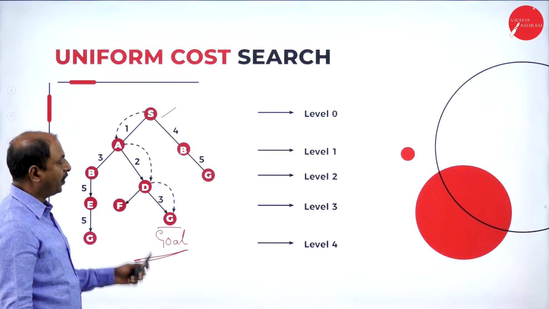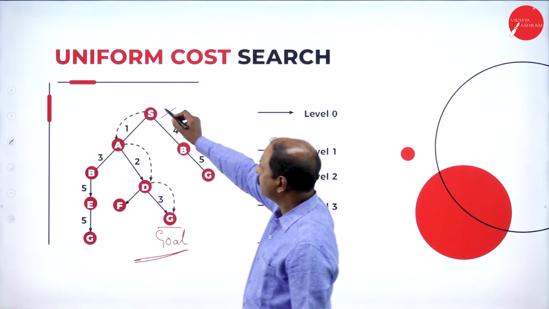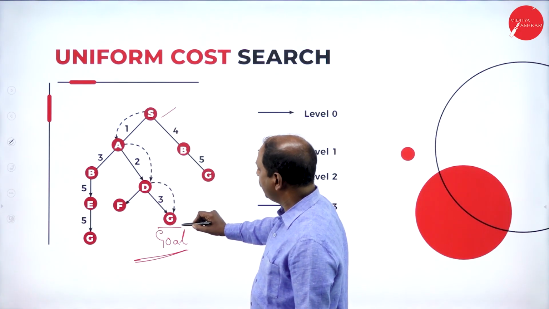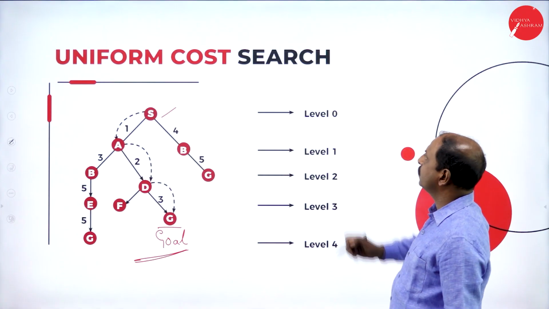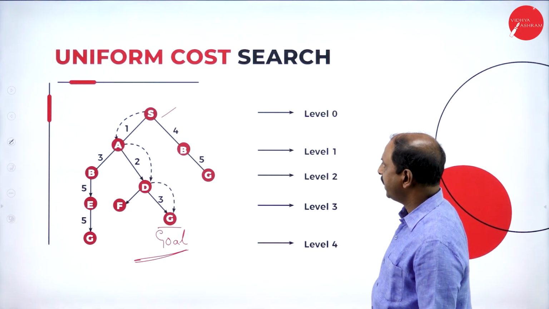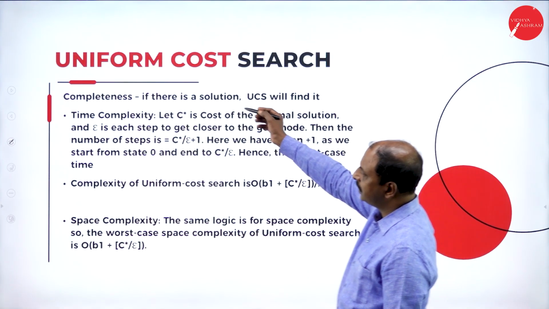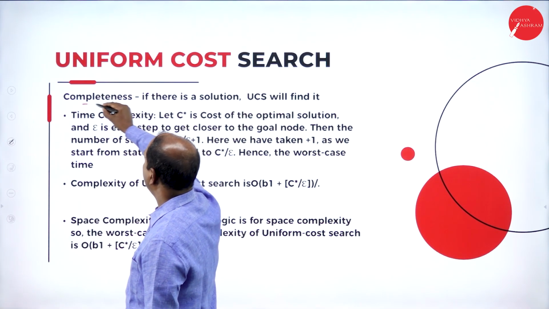By moving to the node which has the lowest cost value, we finally reach the goal node. So this is how the uniform cost search algorithm works. In the next slide, we will see the different components of this, starting with completeness.